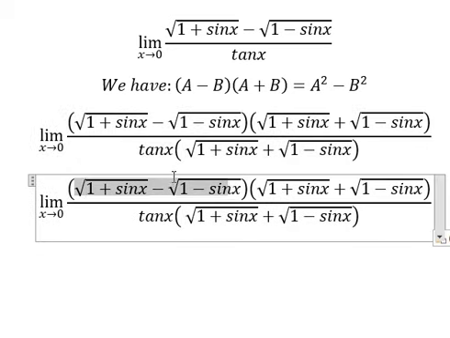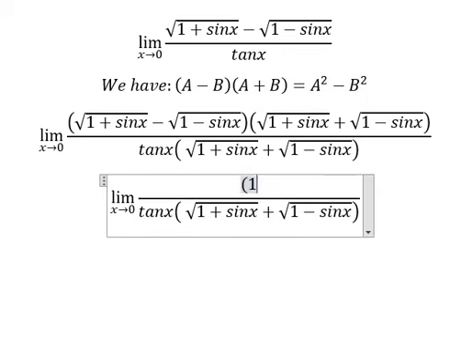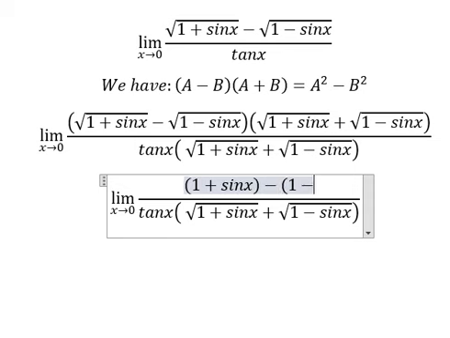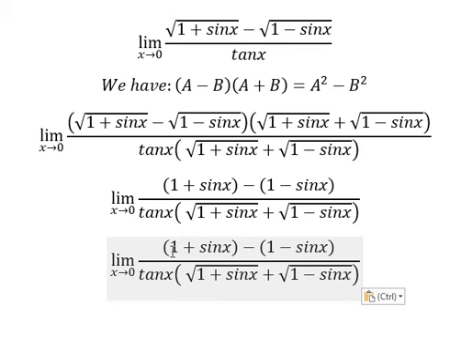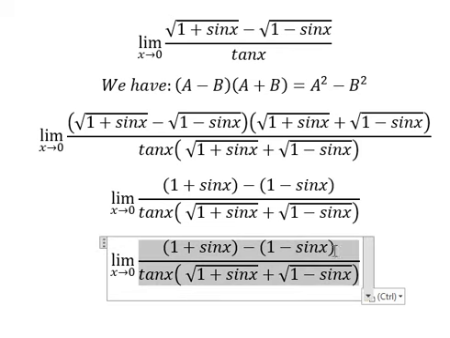So this one, that is about this one. So we will have 1 plus sine x minus 1 minus sine x. So if we simplify this one, we will have 2 sine x.